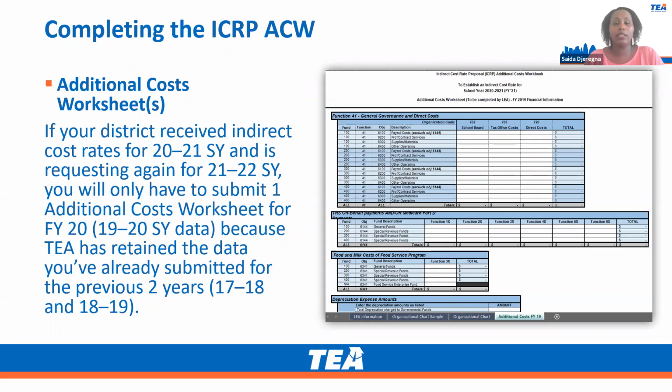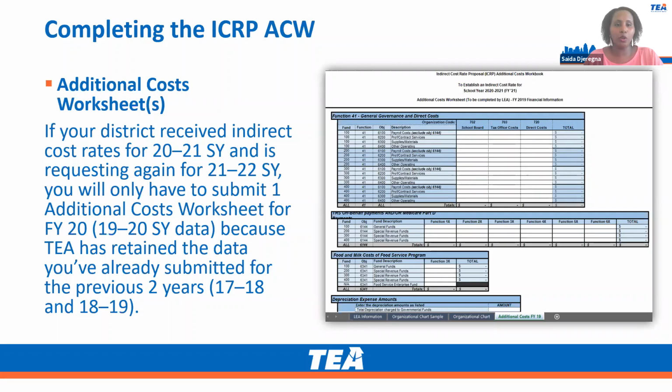If your district did not receive rates for the 2021 school year, then you'll have to submit 3 years worth of additional cost data for fiscal years 18, 19, and 20, and for whichever year the state does not have data for your district. If that is the case, you'll need to reach out, email us and let us know, and then we'll provide you with the required three-year workbook.